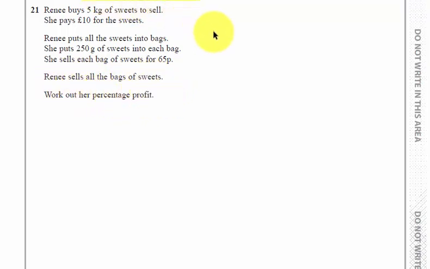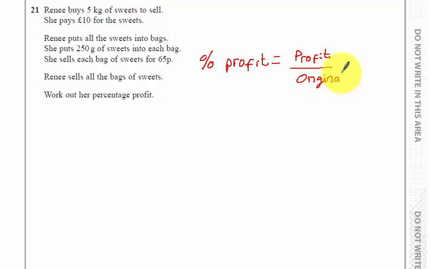Now there's 4 marks for this question. The first thing this question is checking, if you want to get full marks, is how you determine percentage profit. Percentage profit is worked out by your profit or your loss, depending on which way you go. In this case it's going to be profit because the question tells us it will be profit. So it's her profit divided by the original cost, times 100.